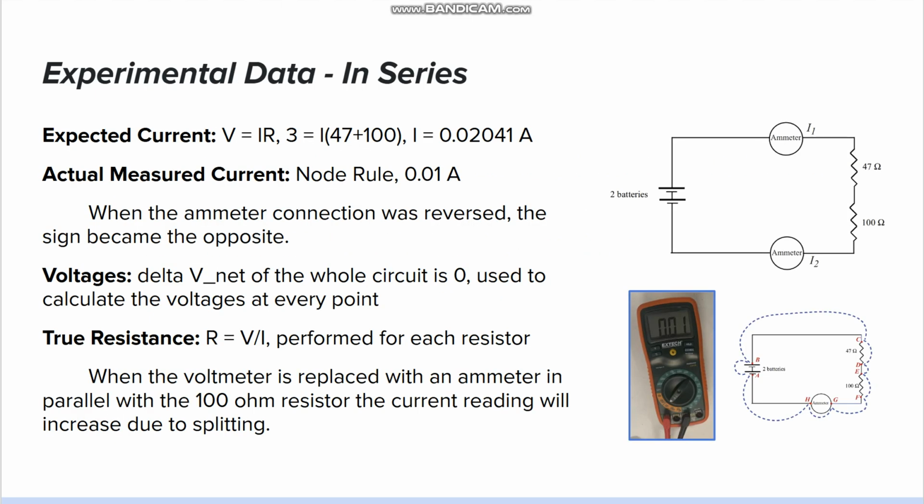Experimental data, Circuit 1 in series. The expected current can be found using the equation V is equal to IR, which determined that I is equal to 0.02041 amps. And the actual measured current, according to the node rule, was 0.01 amps. When the ammeter connection was reversed, the sign became the opposite. For the voltages, delta V net of the whole circuit is 0, which is used to calculate the voltages at every point. And for the true resistance, R is equal to V divided by I, which is performed for each resistor. When the voltmeters are placed on an ammeter in parallel with the 100 ohm resistor, the current reading will increase due to splitting.